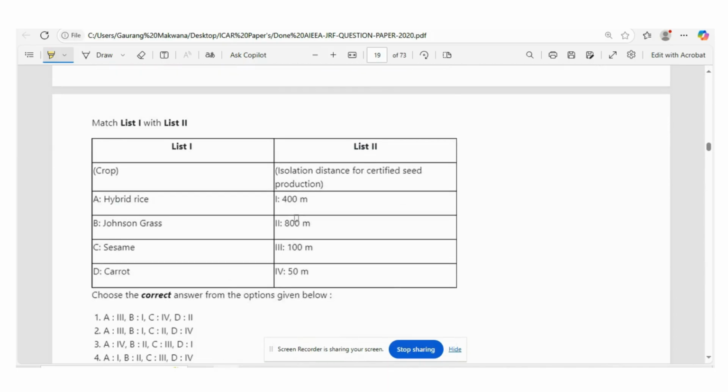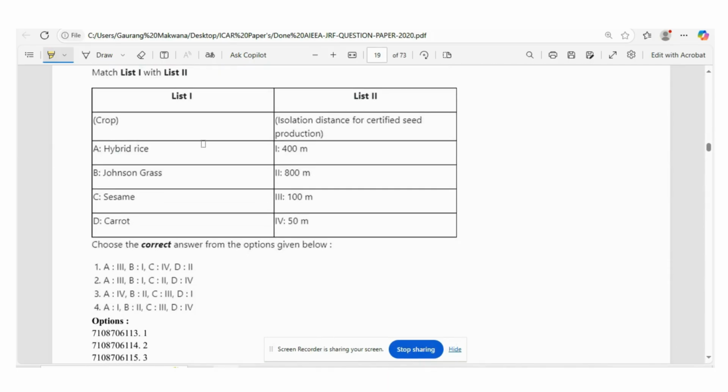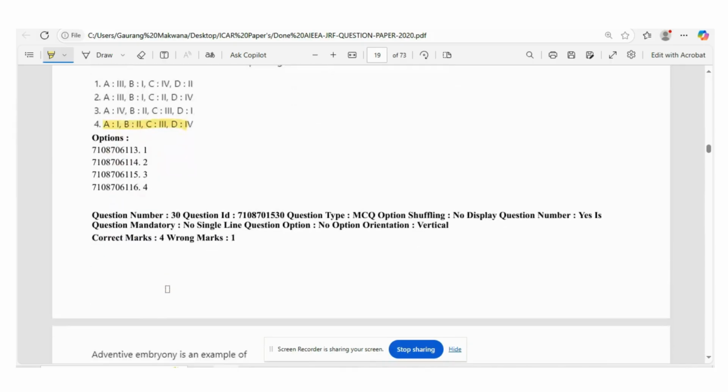Then another match the following: crop and isolation distance for certified seed production. Here, hybrid rice having 400 meters, A1. Then B, Johnson grass, 800 meters. Then sesame is 100 meters and carrot 50. So this is the right answer.